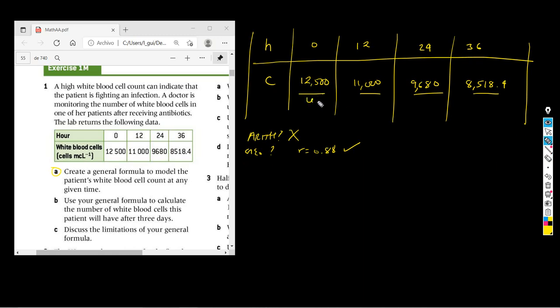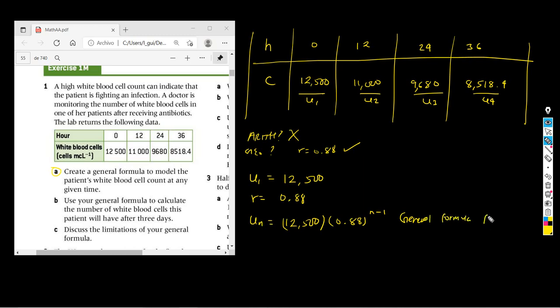So if we label this as U1, U2, U3, and U4, then we should realize that the first term is 12,500, and the ratio is, like we already established, 0.88. And therefore we can write the formula for the nth term, right? Which is the following: the first term times the ratio to the n minus 1. Perfect. So this is the general formula. Let me write it here. General formula for the nth term.